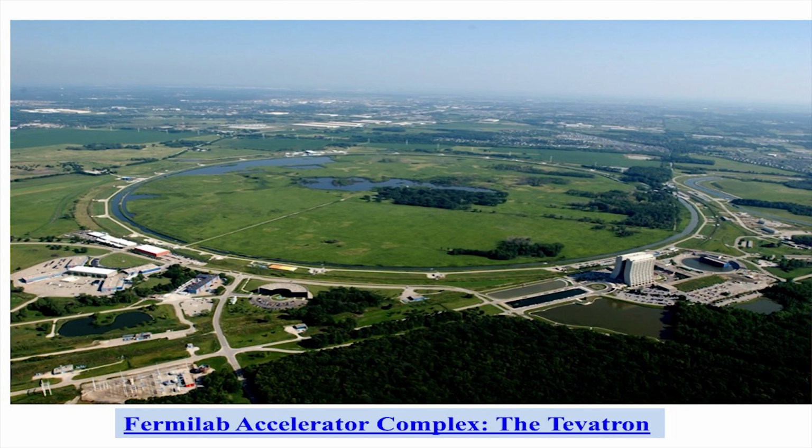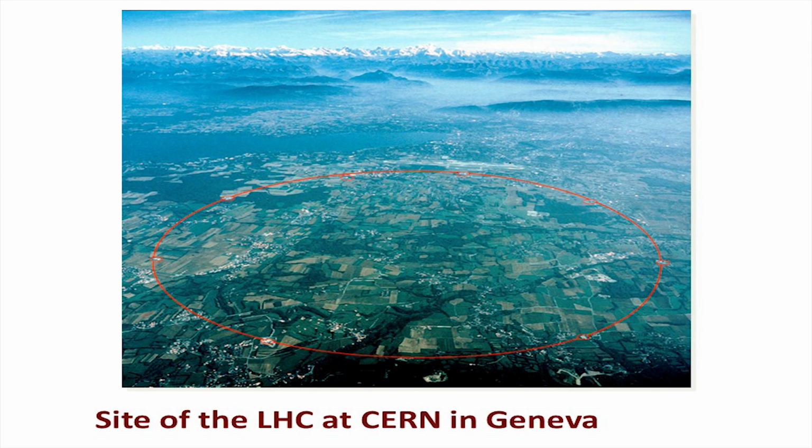So these are the circular accelerators. These are different types of accelerators you can see. This is CERN. The circumference is about 27 kilometers. And here we can get about 13 tera electron volt energy of the proton.